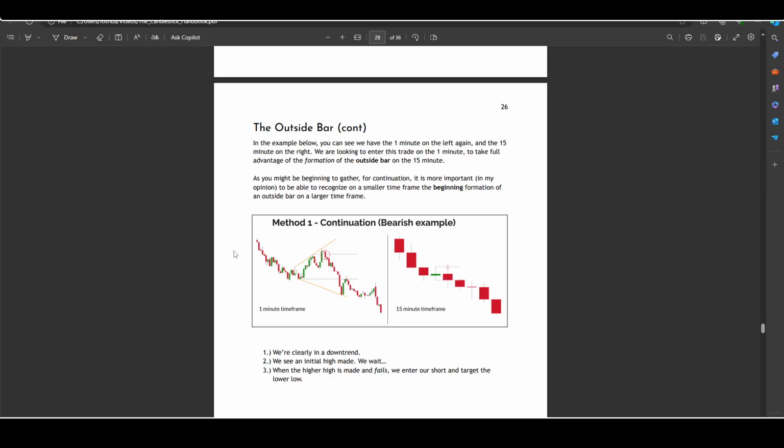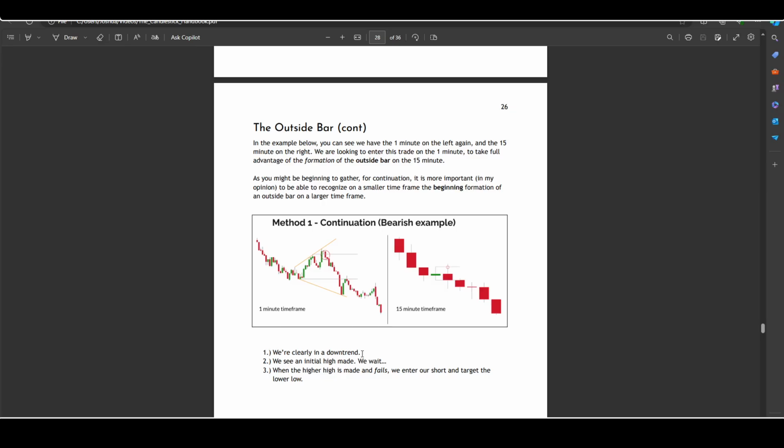In the example below, you can see we have the 1 minute on the left again, except this time we have the 15 minute on the right. We are looking to enter this trade on the 1 minute to take full advantage of the information we have on the outside bar that's on the 15 minute right here. So here's our outside bar. As you might be beginning to gather for continuation, it is more important, in my opinion, to be able to recognize on a smaller time frame the beginning formation of an outside bar on a larger time frame. So we see we're opening it up here before even seeing it here, and then double confirming it with this right here. So again, not knocking it, but it is good to definitely go switch to this as well.